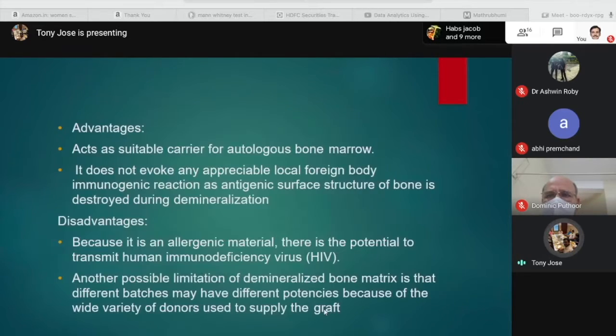The advantages are that it acts as a suitable carrier for autologous bone marrow. It does not evoke any appreciable local foreign body immunogenic reaction as the antigenic surface structure of the bone is destroyed during the demineralization. The disadvantages are that because it is an allogenic material, there is the potential to transmit human immunodeficiency virus. Another possible limitation of demineralized bone matrix is that different batches may have different potencies because of the wide variety of donors used to supply the graft.